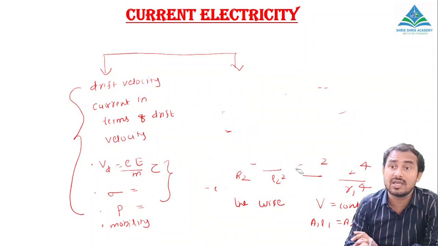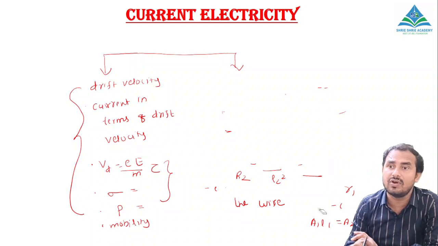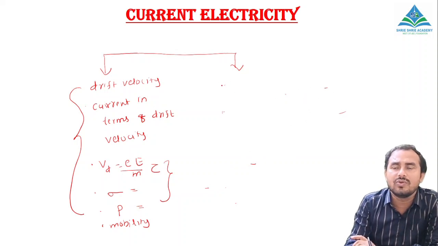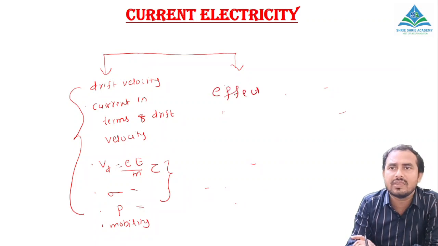Now when we talk about resistance, here you have to find the effective resistance. Finding effective resistance is not so easy, because here you will have many different situations. So we have to find effective resistance in different combinations.